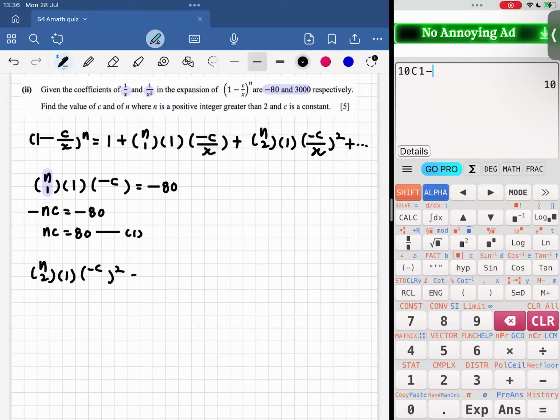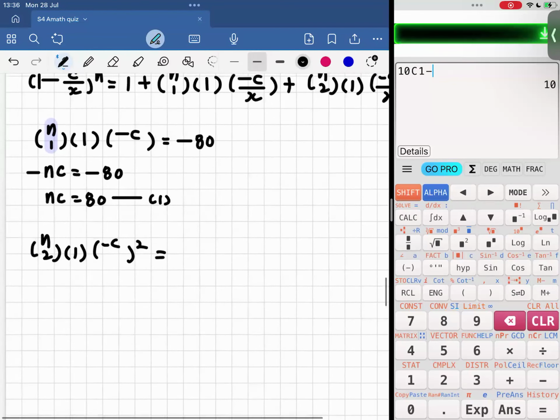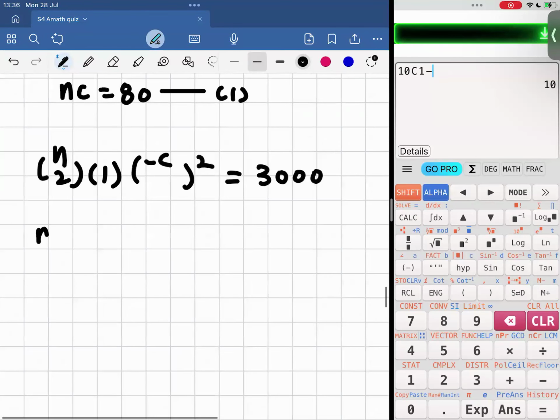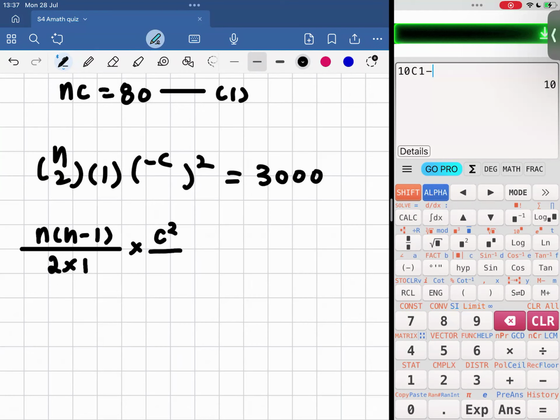Okay, then after that, this n choose 2, you take the square with you, okay? So from here, what's n choose 2? This is equals to 3000. Okay, what's n choose 2? I told you all before. When you see n choose 2, right, there's two terms upstairs, and then below is 2 times 1. N choose 3, we got 3 terms upstairs, below is 3 times 2 times 1. So this one you multiply by c square.